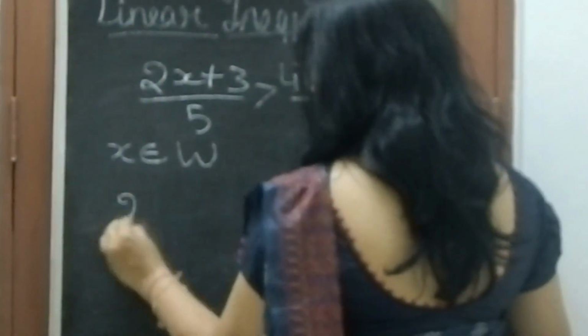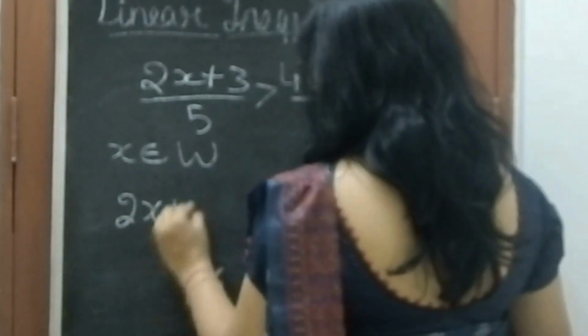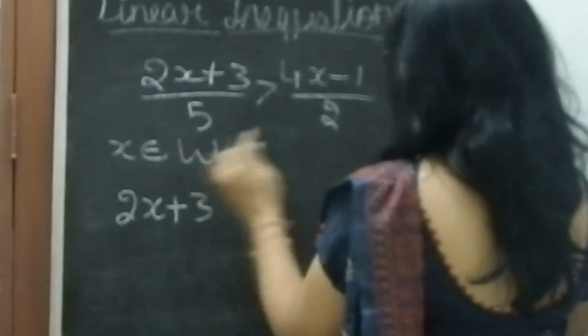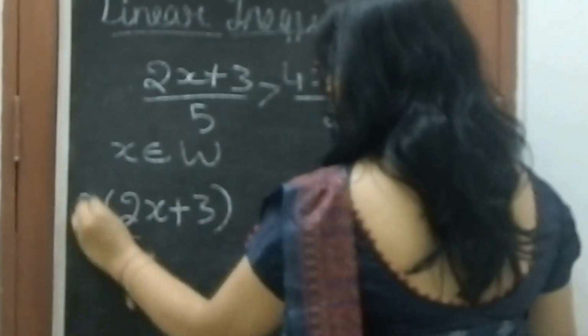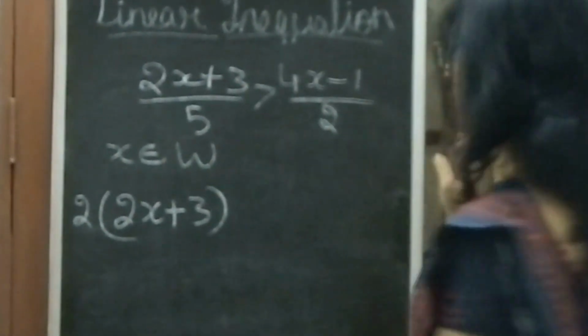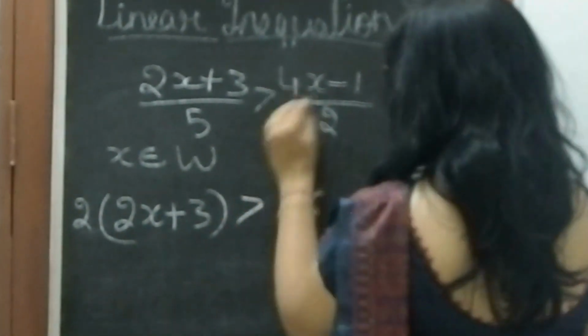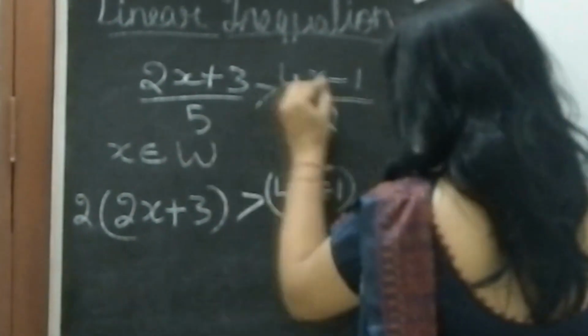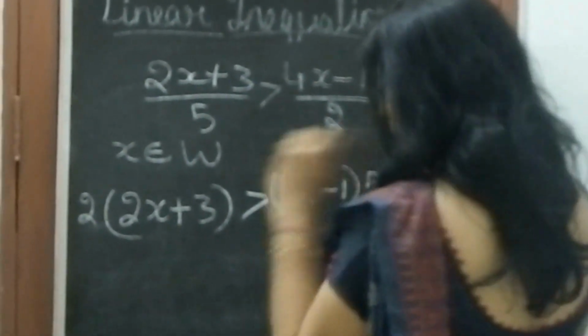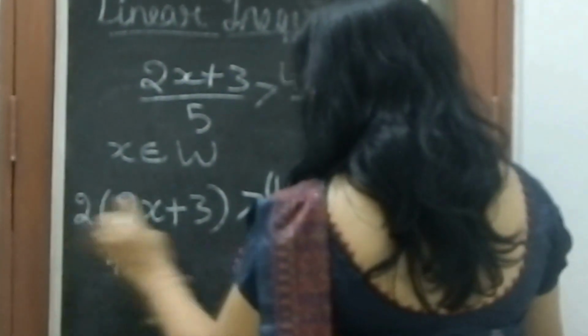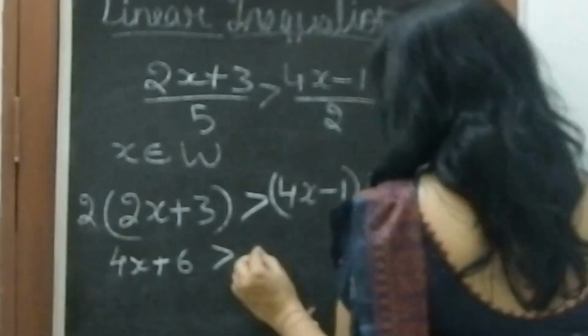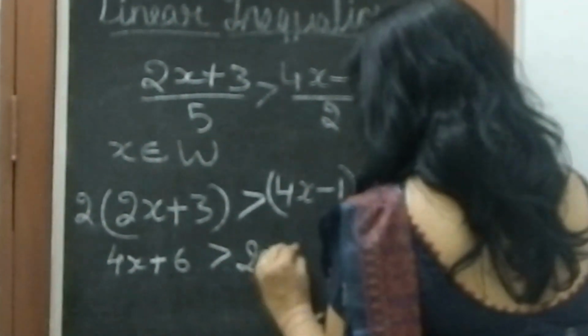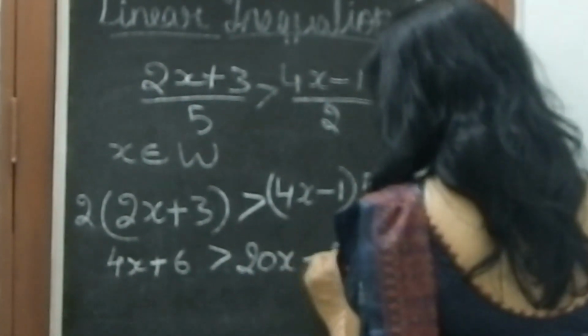So, I will do cross multiplication: (2x + 3) into 2 is greater than (4x - 1) into 5. Let me solve this. 2 2s are 4, 4x plus 2 3s are 6 is greater than 4 5s are 20, 20x, 5 1s are 5, minus 5.